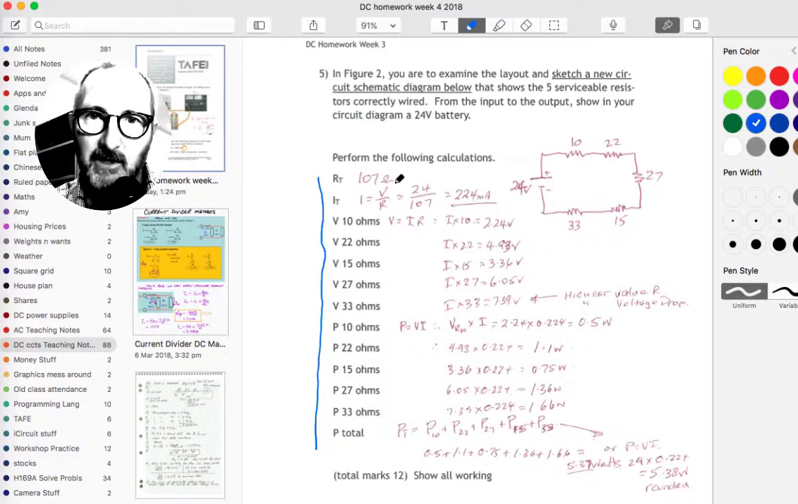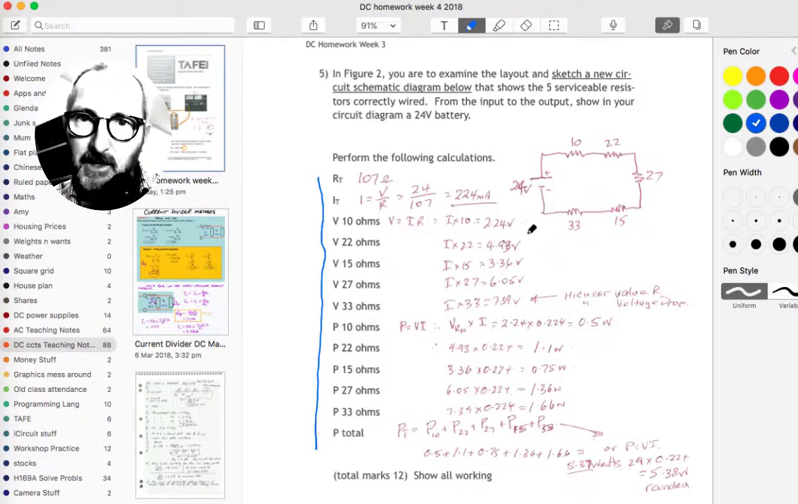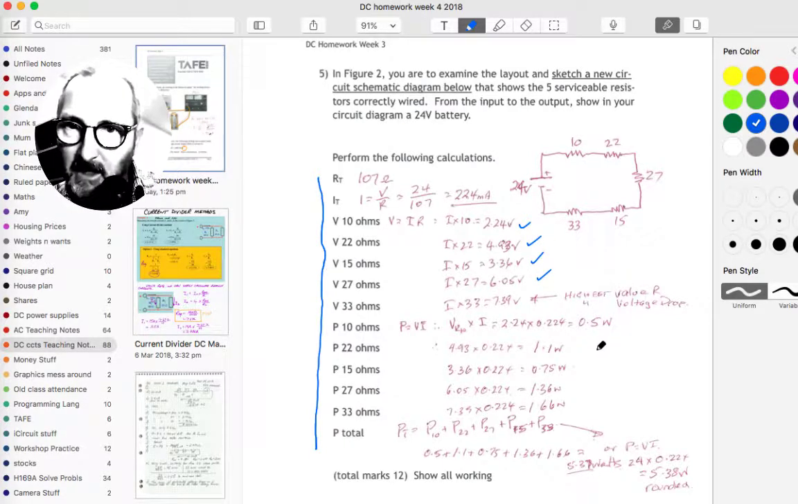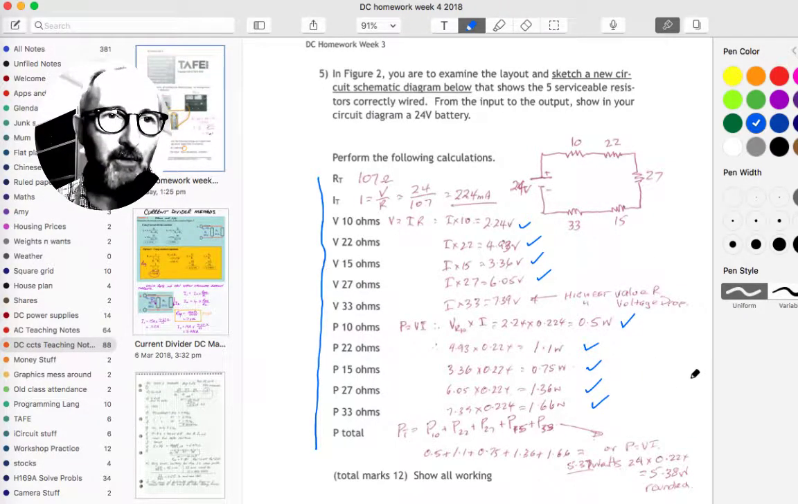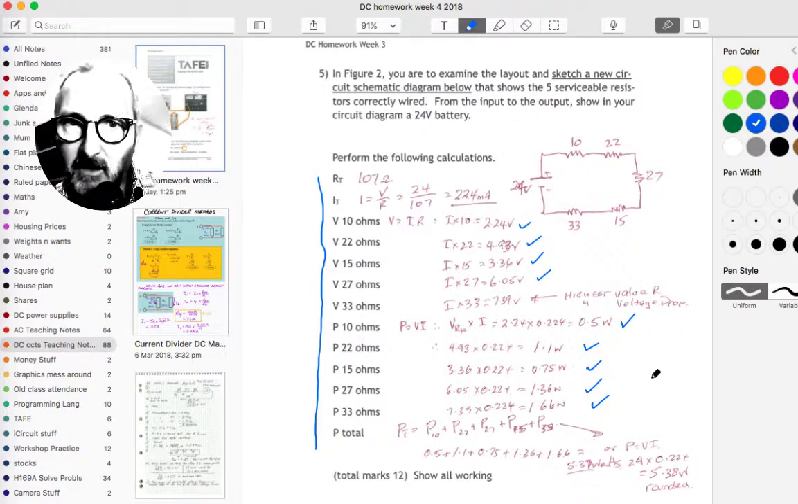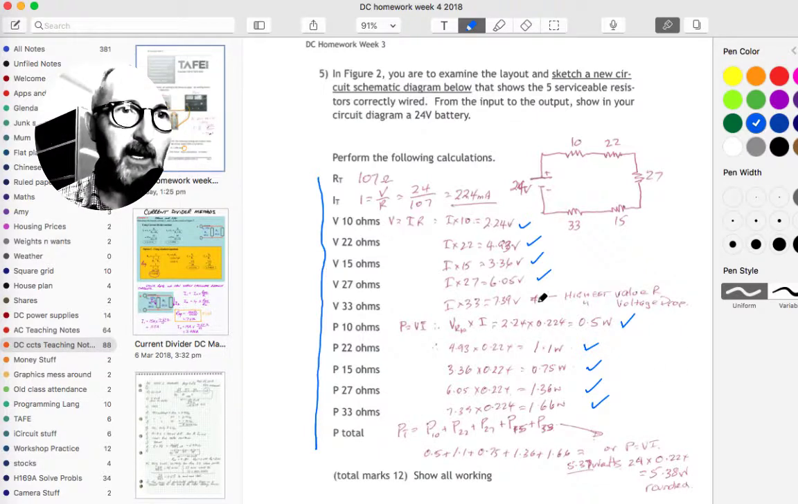RT 107 ohms. IT 224 milliamps. V on the 10 ohm resistor, the voltage across the 10 ohm resistor, V equals I times R. And you can see all of these answers. I've confirmed that they are all correct. The powers, I've already confirmed that they were correct. And when I say I confirmed that they were correct, I cheated a little tiny bit here.